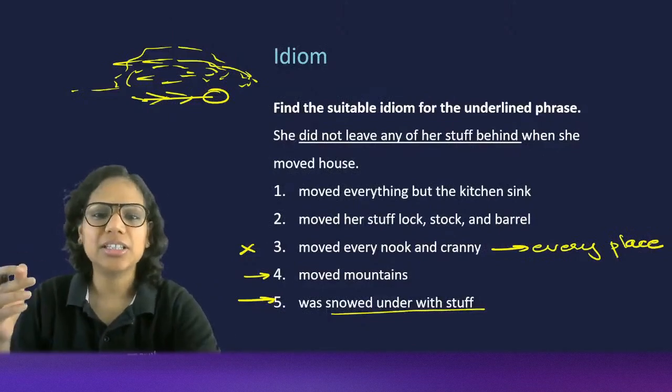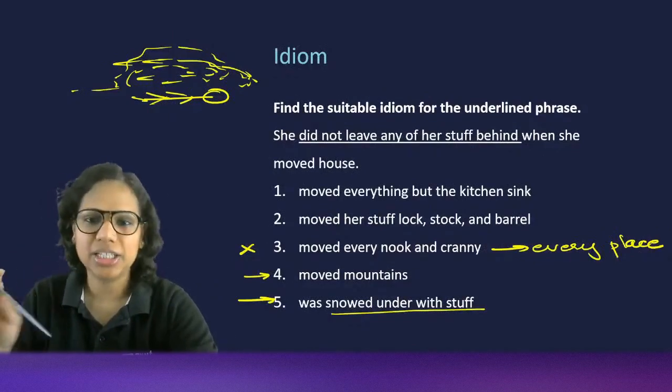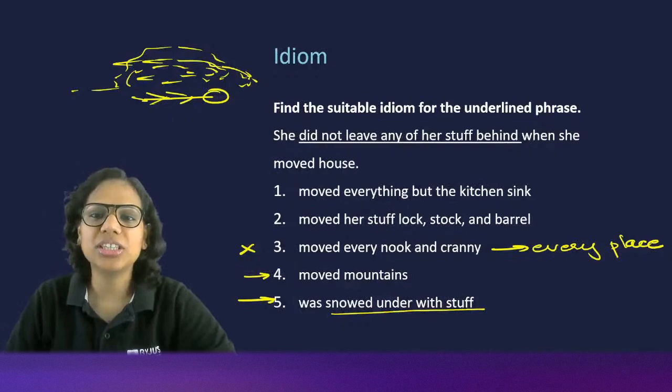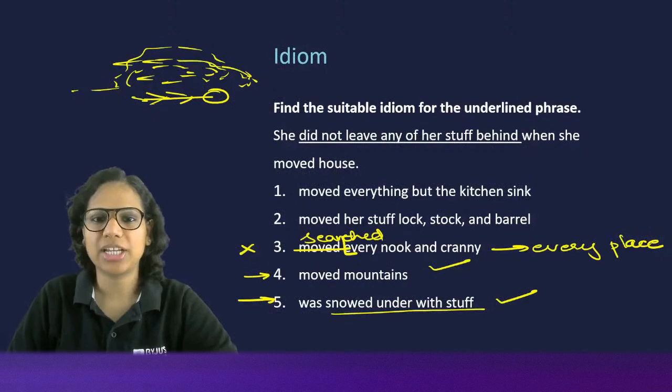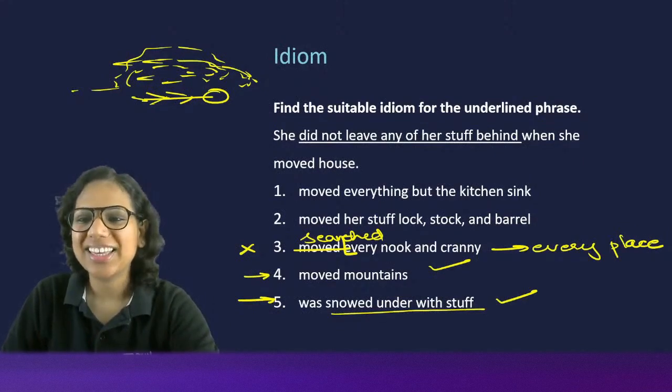So all of these that are there in the options, they are idioms, but they aren't used in this context. So for instance, we don't say moved every nook and cranny, we say he searched every nook and cranny. Moved mountains is correct, was snowed under with stuff is also correct. Now between 1 and 2, yes, Virendra said 1 earlier, right? Rajiv is saying 1 is eliminated.